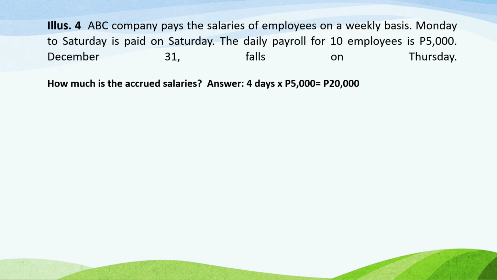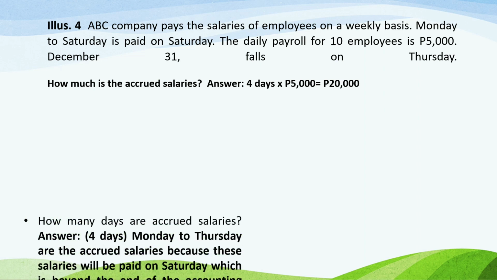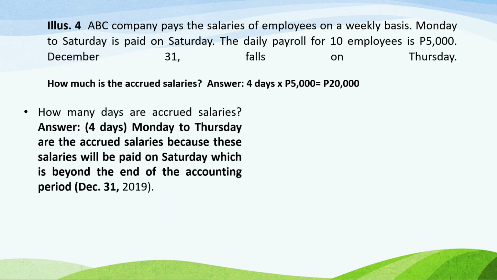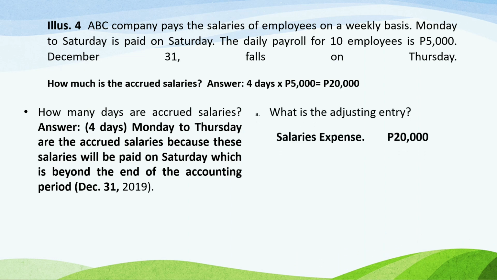If December 31 falls on Thursday, the salaries that are not yet paid are from Monday, Tuesday, Wednesday, and Thursday. So 4 days times the 5,000 for the 10 employees, we have 20,000. So the adjusting entry for the accrued salaries is debit salaries expense 20,000 and credit salaries payable.